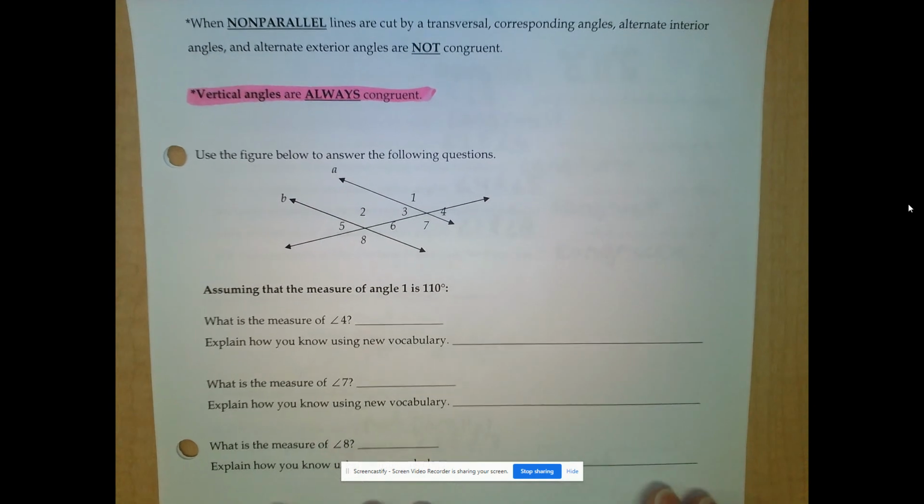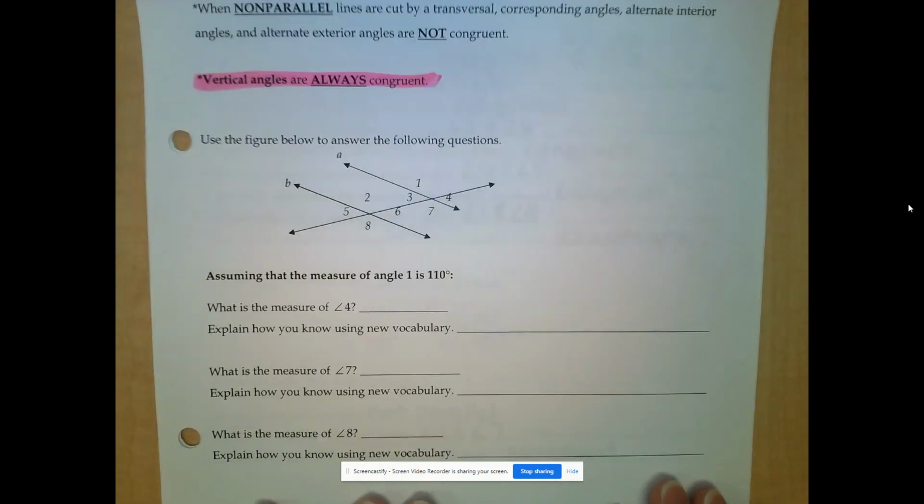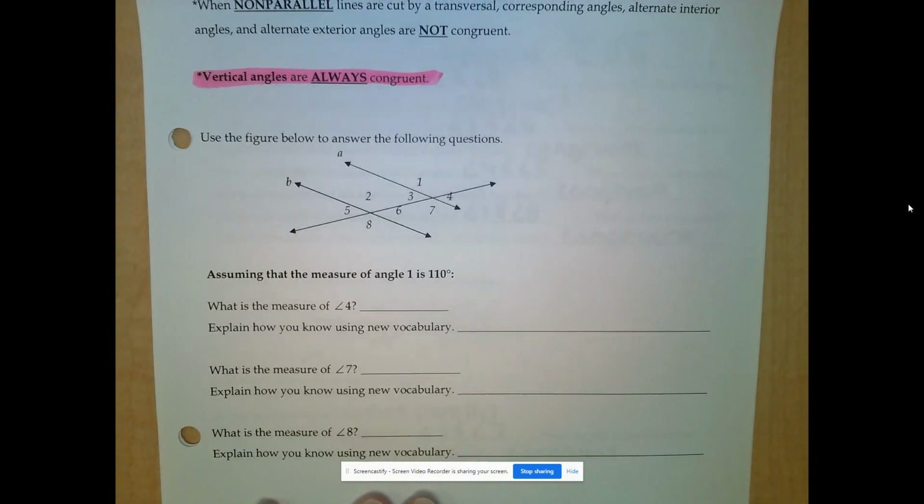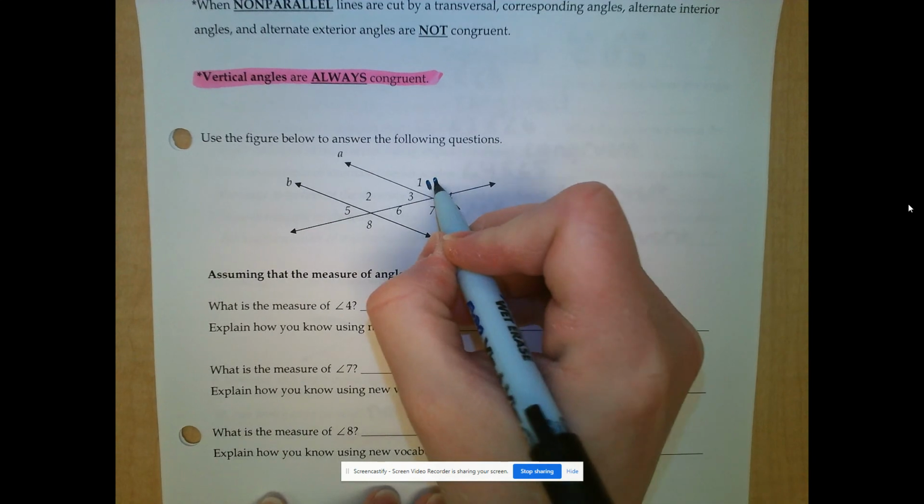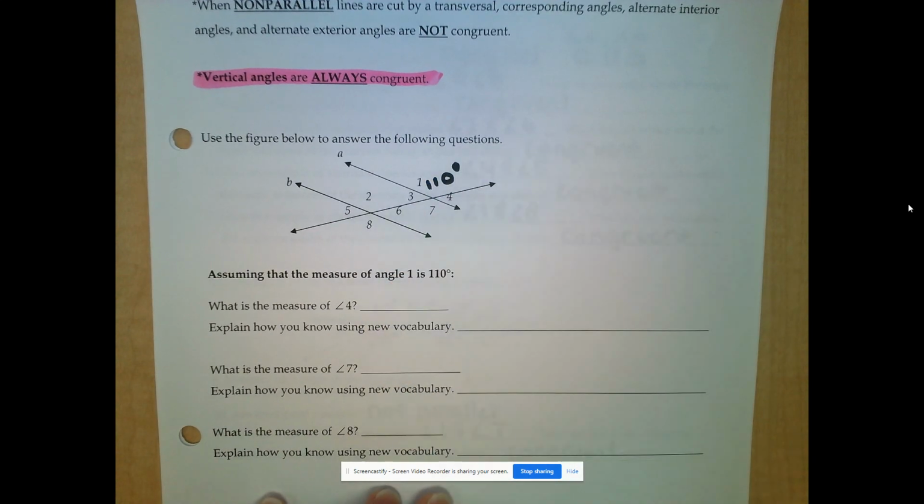Use the figure below to answer the following questions. Assuming that the measure of angle 1 is 110 degrees. All right, so I'm going to label that. We're going to assume that angle 1 is 110 degrees. Could you know the measure of angle 4?